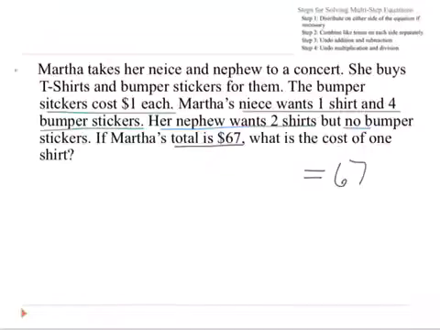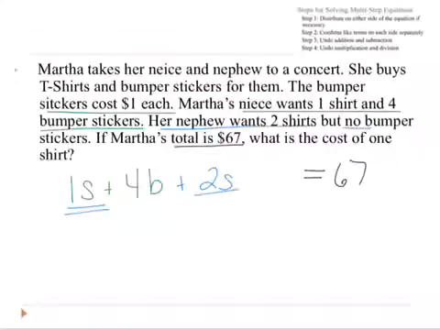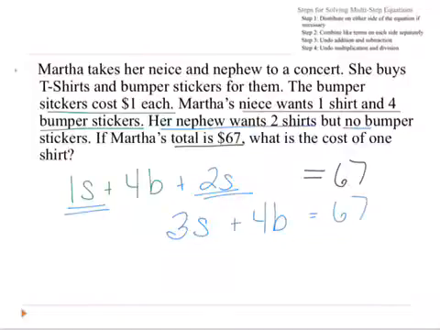Now her niece wants 1 shirt and 4 bumper stickers. Her nephew wants 2 shirts. We need to determine the cost of 1 shirt. Combine like terms on each side. So our like terms here are the S and the S. So we have 3S plus 4B equals 67.